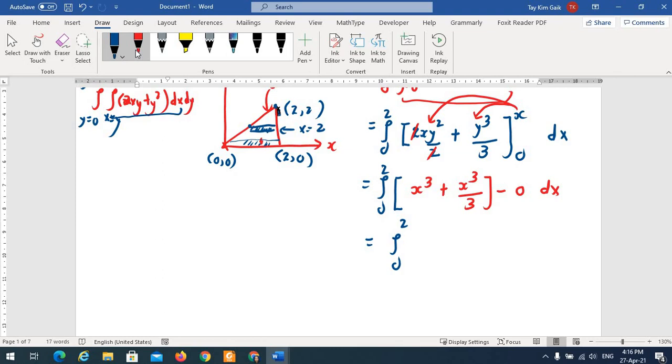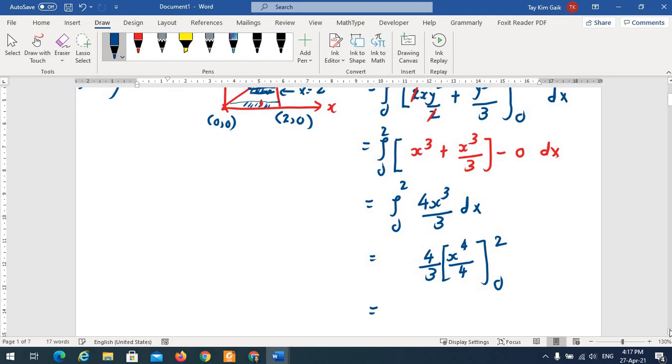Add up together, this one we have 4. Now integrate with respect to x. So you have 4 over 3, x to the power 4 divided by 4. After you integrate, there is no more integration symbol. Factor out 4 over 3, integrate x cubed to get x to the power 4 over 4, with limits from 0 to 2.